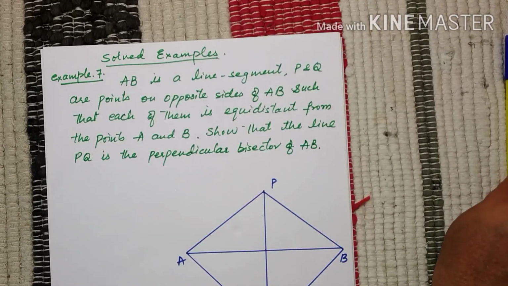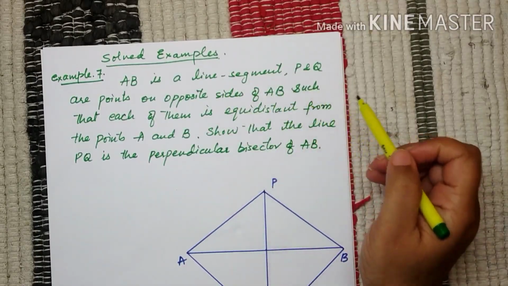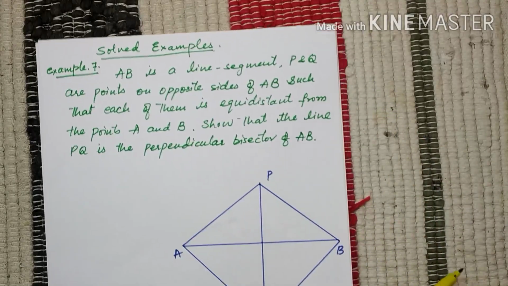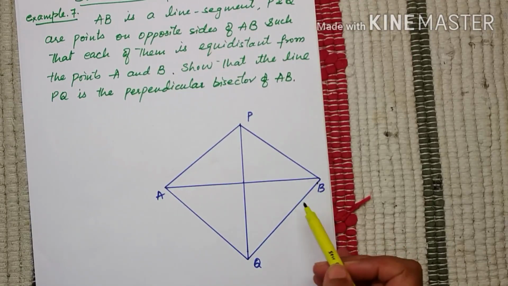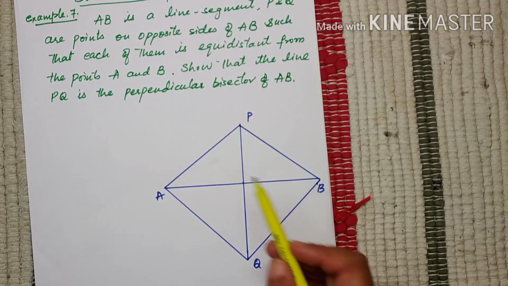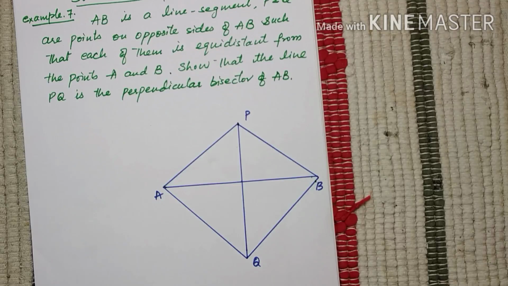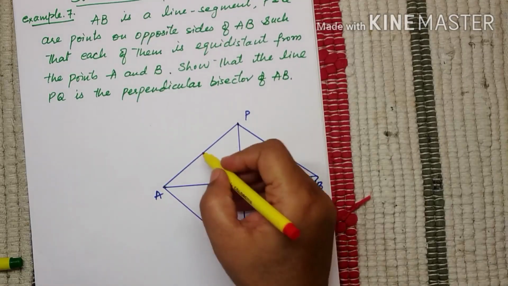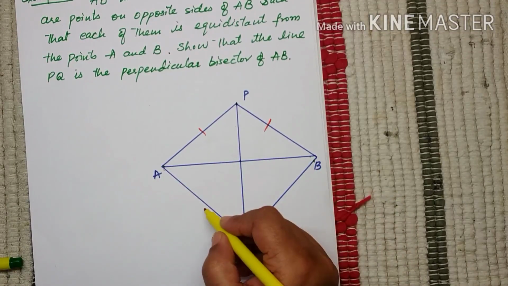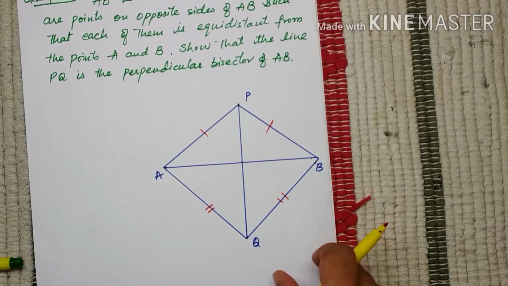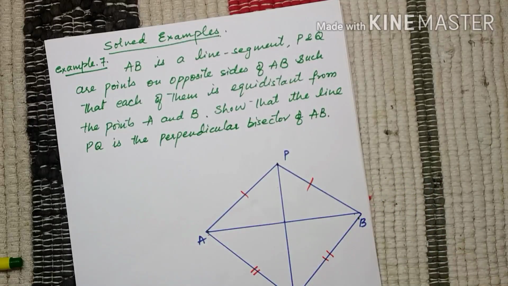Now, the first solved example, that is example number 7, it says if AB is a line segment, P and Q are the points on the opposite sides of AB such that each of them is equidistant from A and B. P is equidistant from A, P is equidistant from B. So I can say that PA and PB are equal. Similarly, Q is equidistant from A and Q is equidistant from B. So these two are also equal. I need to prove that the line PQ is the perpendicular bisector of AB.